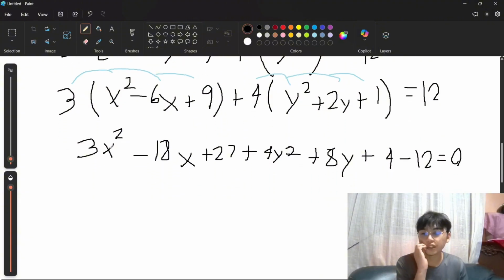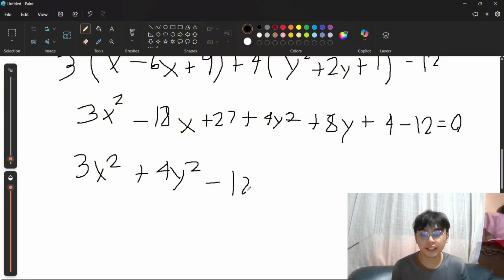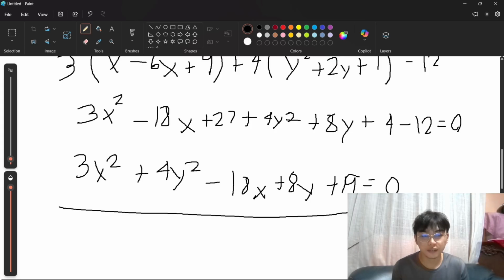So after all of this, let's just arrange the terms and perform the operation. So this would be 3x squared plus 4y squared minus 18x plus 8y plus 19 is equals to 0. So this is our final answer.